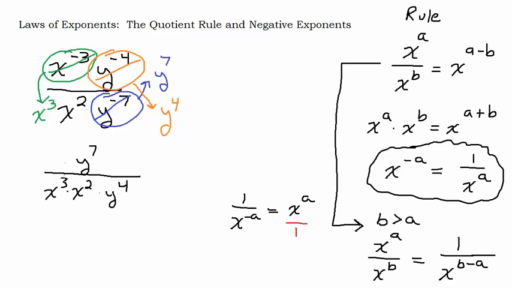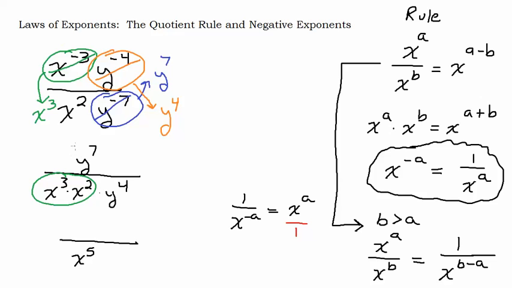With the x to the third times x squared, I'm going to use my product rule and add those exponents. And those x's are in the denominator right now, so they need to stay there. Okay? They need to stay down there. With my y's, I have y to the 7th divided by y to the 4th.